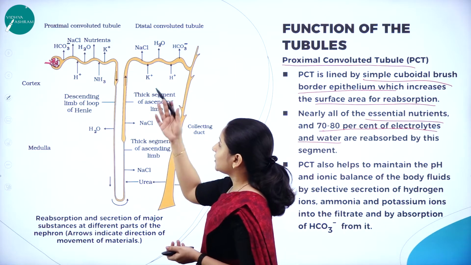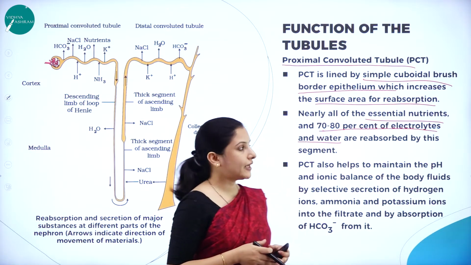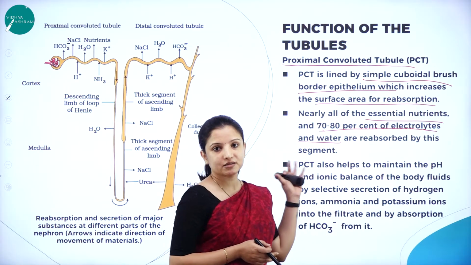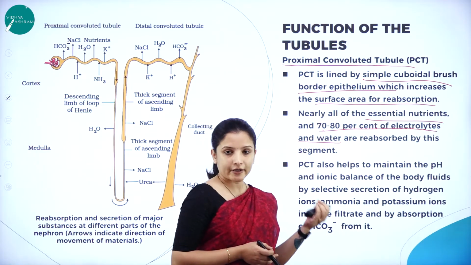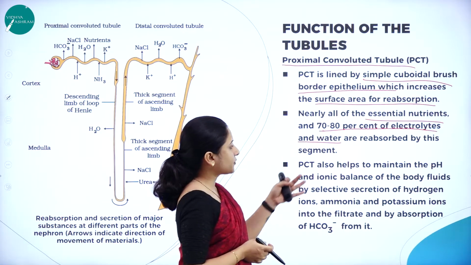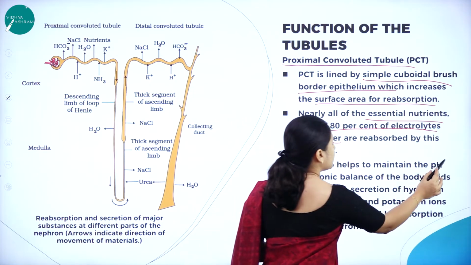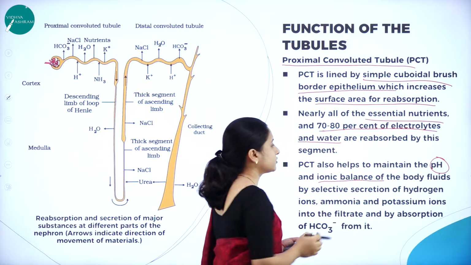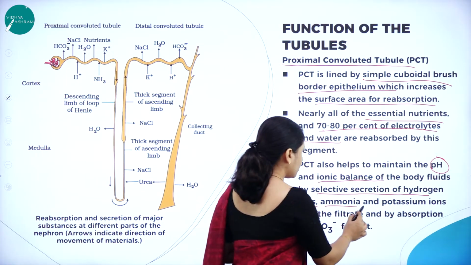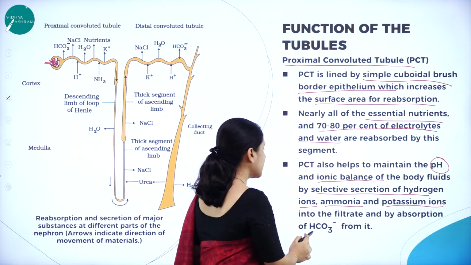As you can see, the reabsorption of most of the nutrients, the ions, the acids, the bases, all that occurs. So the essential nutrients, most of the electrolytes, water, ions, all that get reabsorbed by the proximal convoluted tubule. And apart from that, it also helps in maintaining the pH and the ionic balance of the body fluids by selective secretion of hydrogen ions, ammonia, potassium ions into the filtrate, and again absorption of bicarbonates from it.